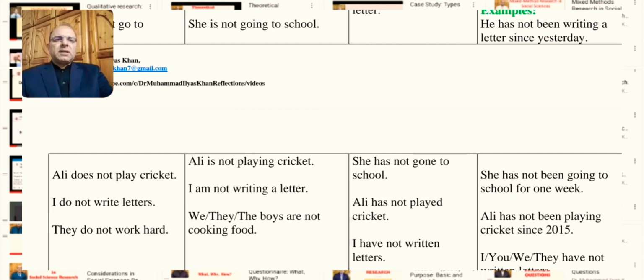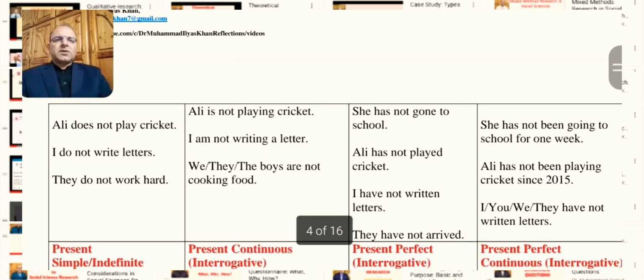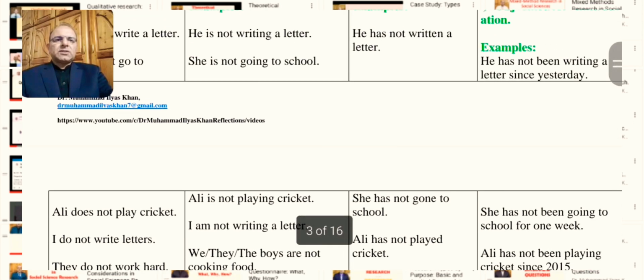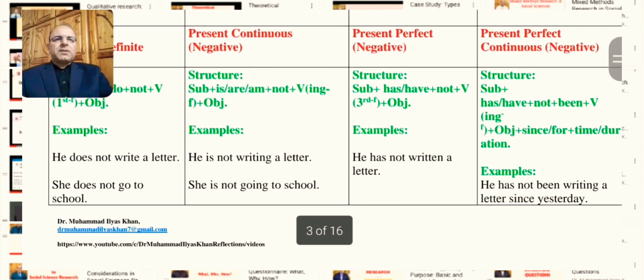We, they, the boys, all of these are plural, and so we have used are with them, and so you can see these examples. The present perfect negative structure you can see is subject plus has, have plus not plus verb third form plus object. So here are examples. He has not written a letter.